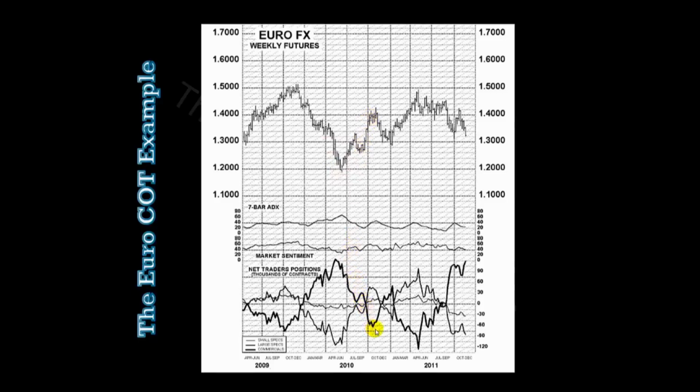Then they swing down below net zero. So now they're bearish. They have a net short position. What do you think price should be doing at that point? It's going to correct. And you see that happen here. It comes down and corrects to what? An old support level. See this? Okay, price comes down to that price level.